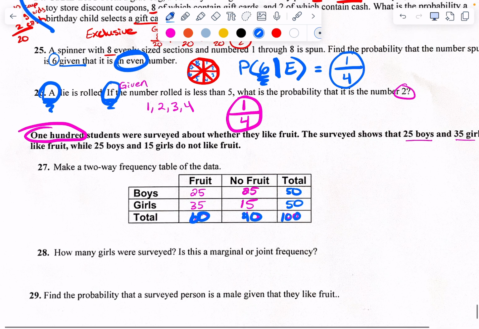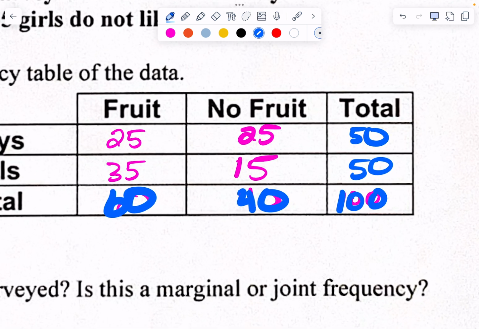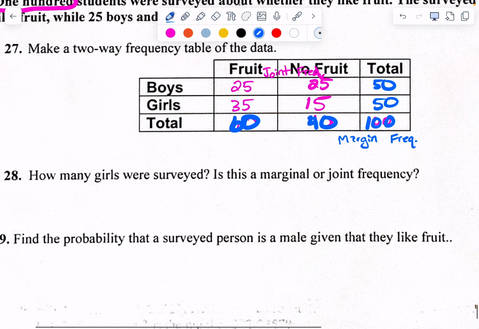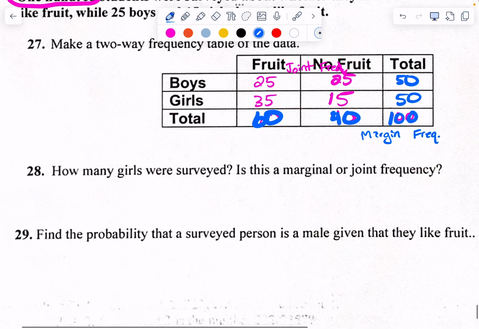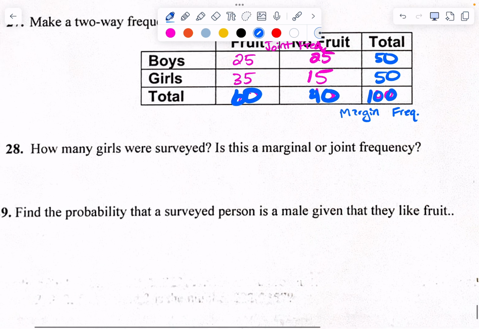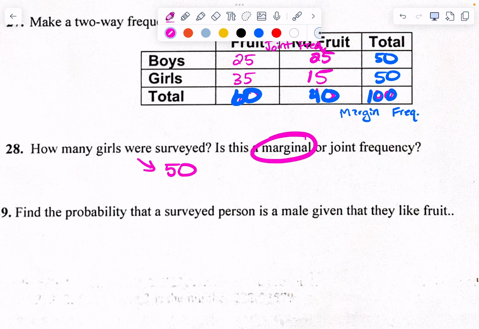All right, the pink ones are called what kind of frequencies? Those are joint frequencies. The pink ones are joint frequencies because they join together to make the total. Okay, what about the blue ones? Those are called marginal. Do you remember how to remember that? They're on the margins, right? Margins are outside. So joint frequencies, marginal frequencies. Okay. Oh, hey, they asked us that question. Make a two-way frequency table of the data. How many girls were surveyed? 50. Is this a marginal or joint frequency? Marginal. Yeah? Okay, because it's on the outside.